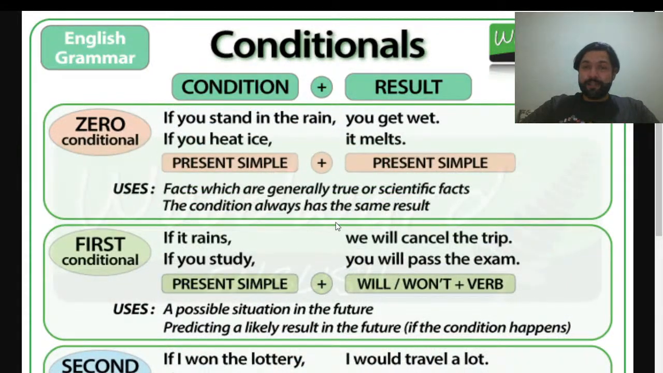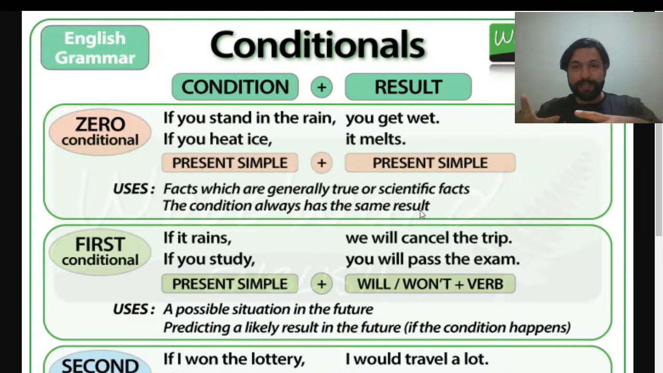Basically, when we talk about the conditionals, the structure is fixed, okay? For example, the 0 conditional that we have here at the top, the first one, is called zero conditional because it reflects things that are always true, things that always happen. Okay, so the structure is formed by present simple, one clause with the present simple, and another clause follows also in the present simple. So present simple, the do, does, or he goes, she likes, this kind of structure. The use is basically, we use it for facts which are generally true, or scientific facts, things that don't change. So the condition always has the same result.